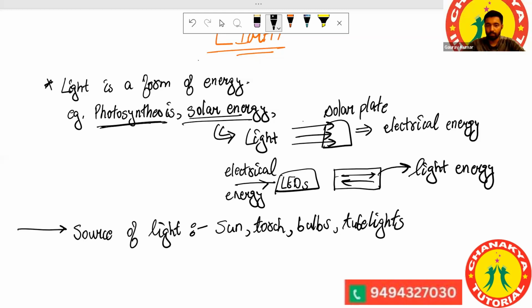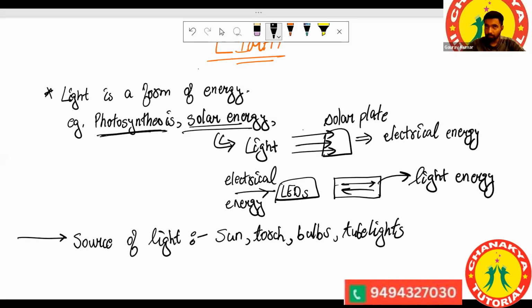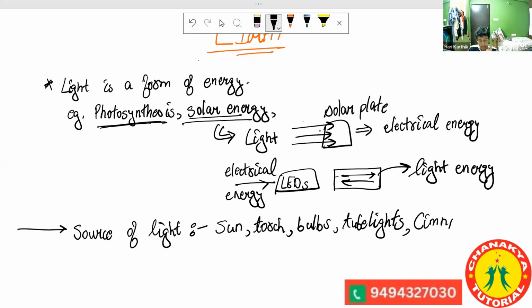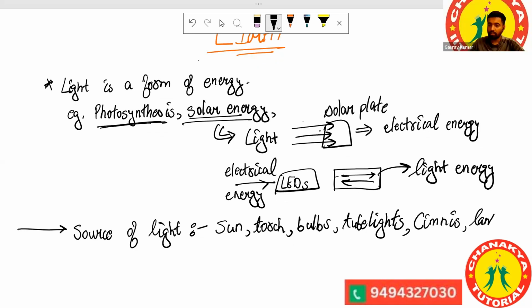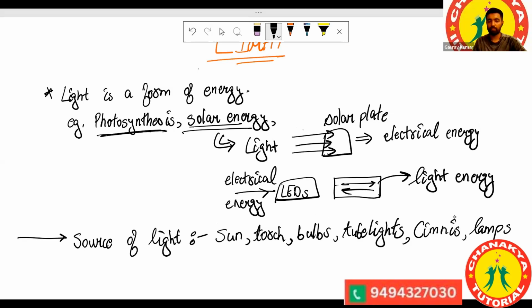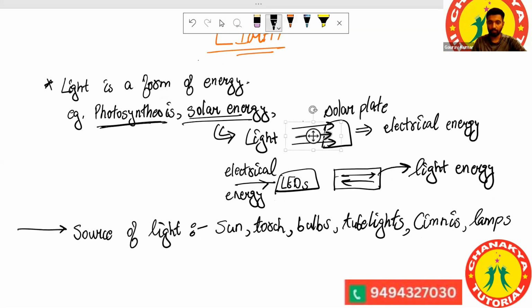Via combustion of materials, like chimneys or lamps. Due to combustion of oil, these produce fire too, which is a source of light. Fire is also a source of light, correct? Any kind of fire is a source of light.